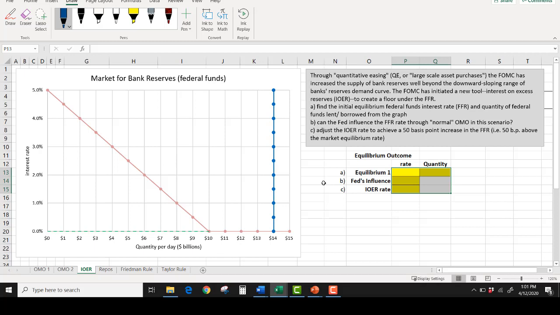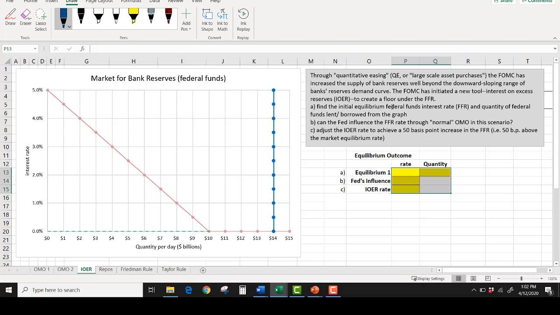So let's read the scenario here. It says, through quantitative easing, QE, technically known as large-scale asset purchases, the FOMC has increased the supply of bank reserves well beyond the downward sloping range of the bank reserves demand curve. And here you see I've only pushed it a little bit, only 4 billion past. In reality, this is going like $1 trillion past maybe the point where the downward sloping demand curve for reserves bottoms out at 0. In reality, the distance between where the demand curve intersects the horizontal and the supply of reserves is actually much, much larger than this. I have some constraints in the scope of my graphing space here.